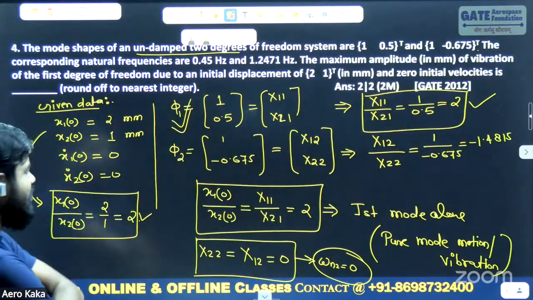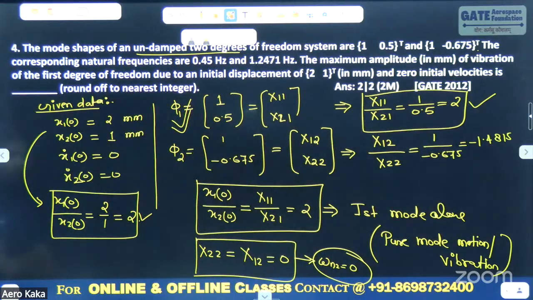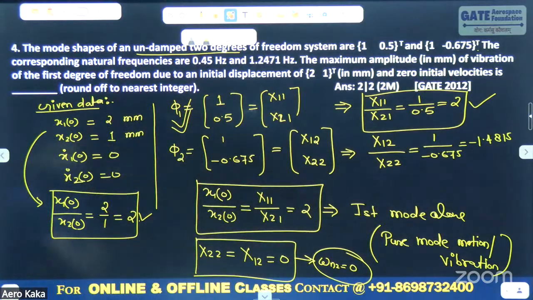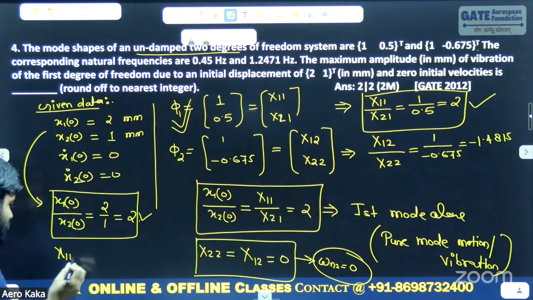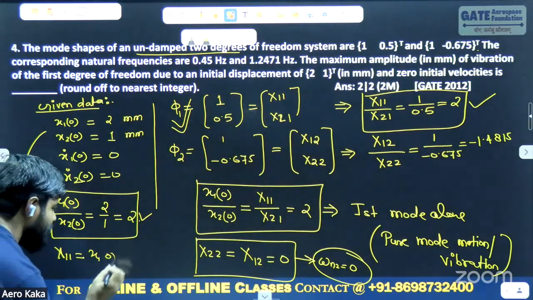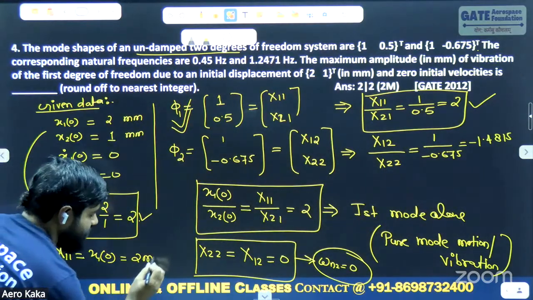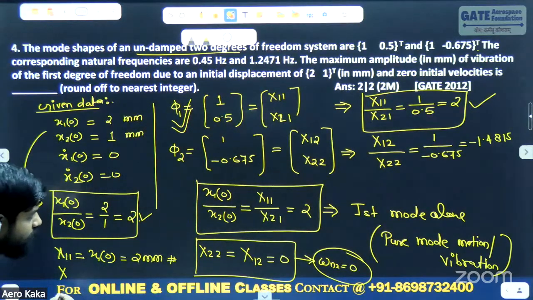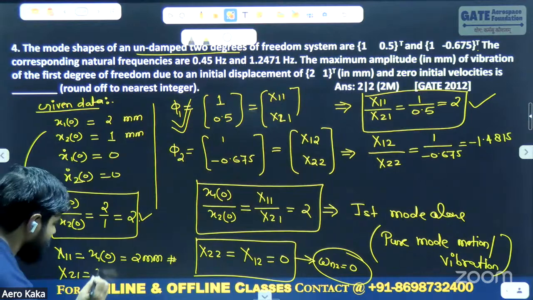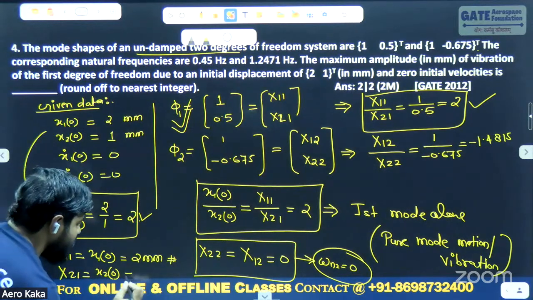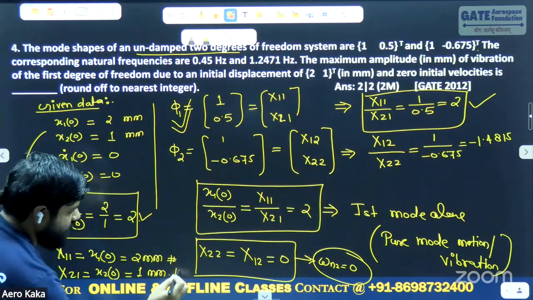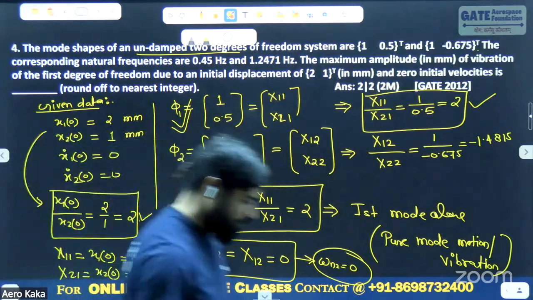So tell me, how much you are getting? See, x11 is how much? In this case, this x11 is going to be x10. That's nothing but 2. Simply. And what is this x21 is going to be? That's nothing but you can see the x20. How much it is? It is going to be 1 mm. Please take care of it.